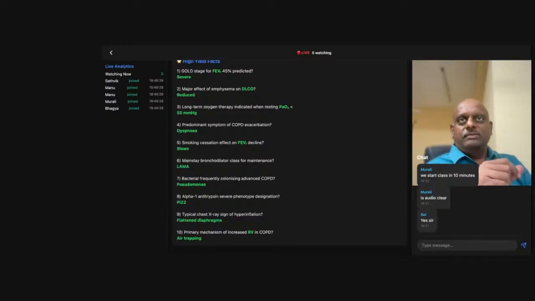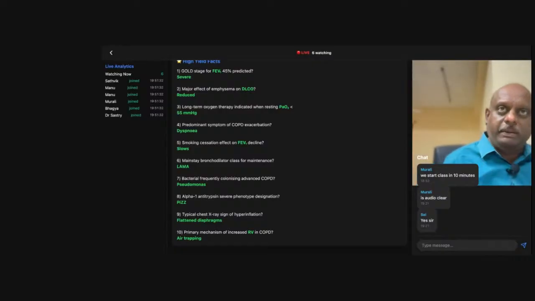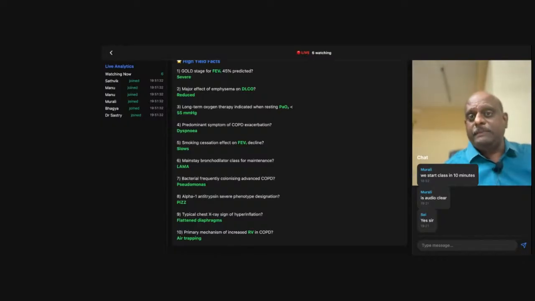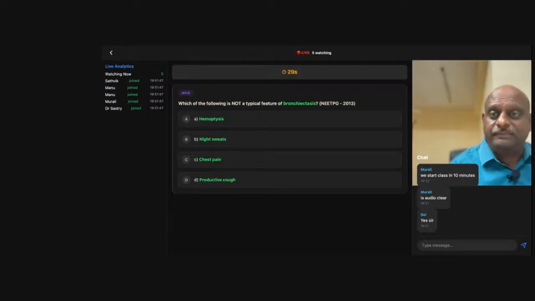So whenever FEV1 is 45% of the predicted value, what is the GOLD stage called? It is called the severe GOLD stage. And what is the effect of emphysema on the diffusion capacity of carbon monoxide? Typically, it causes a reduced diffusion capacity of carbon monoxide, is what we need to remember. And when do you require long-term oxygen therapy at home, especially when the PaO2 is less than 50?